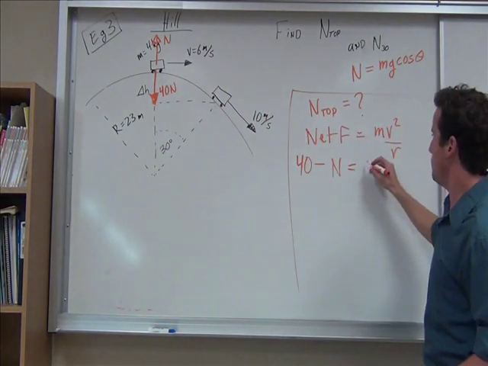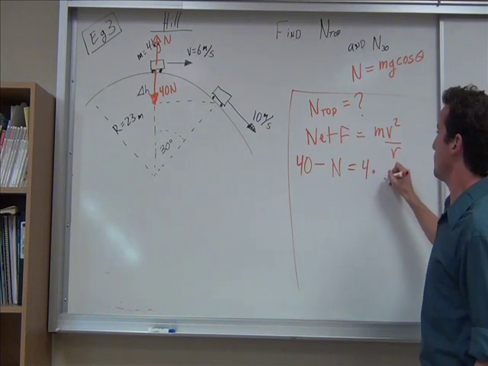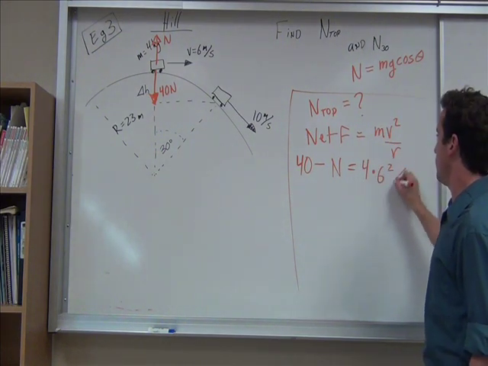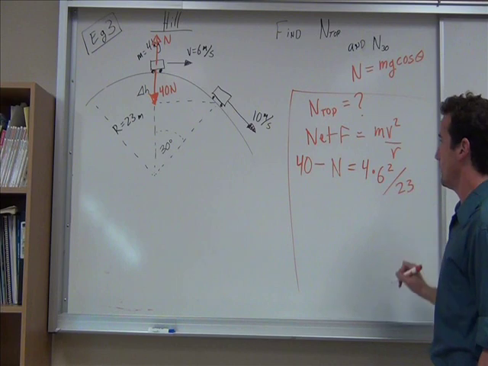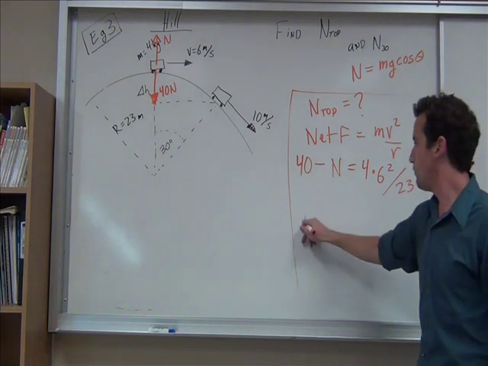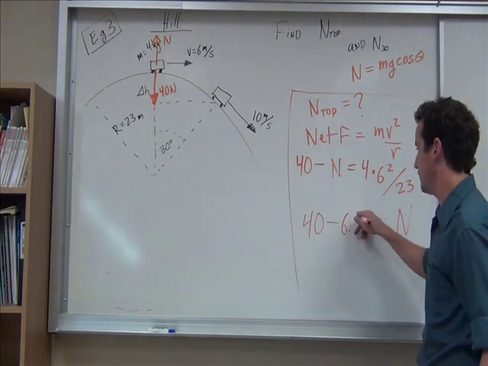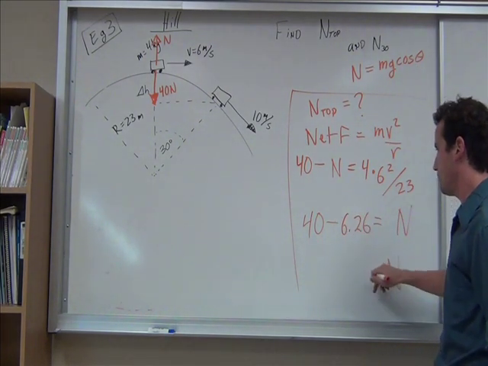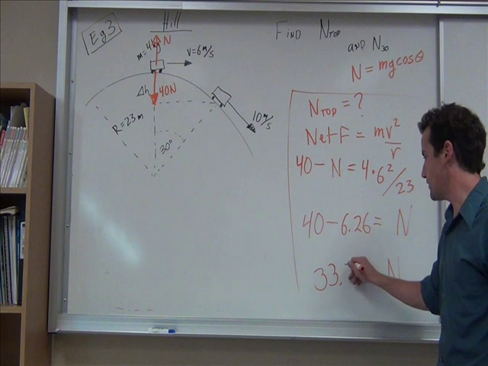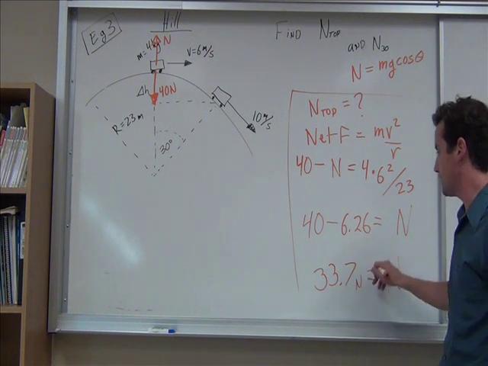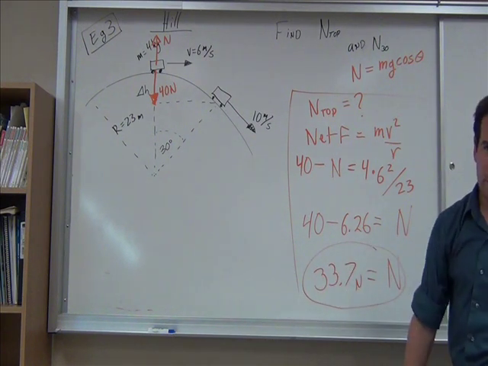So we'll say m times v squared, 6 squared, over r, 23. So now we got it. 40 minus that is the normal force. So the normal force is just 33.7 newtons. A little bit less than 40 at that moment.